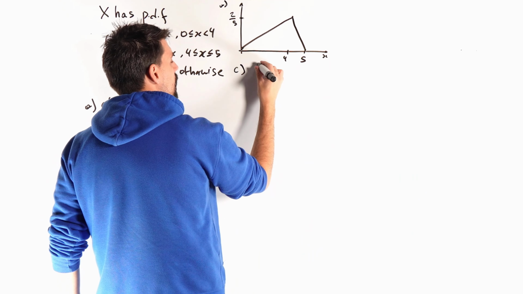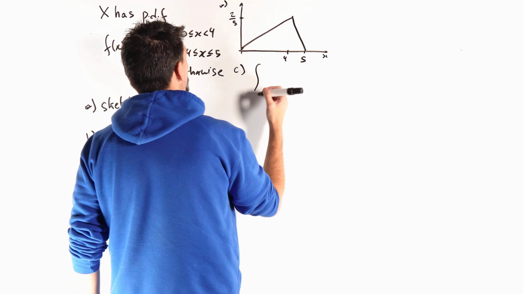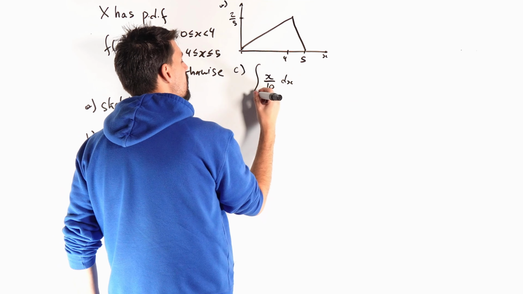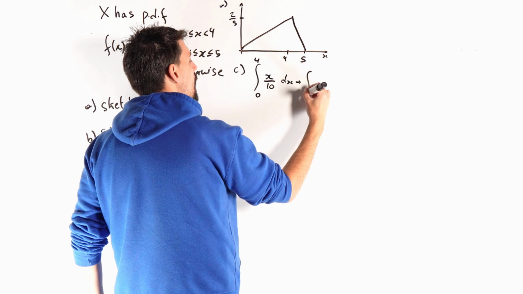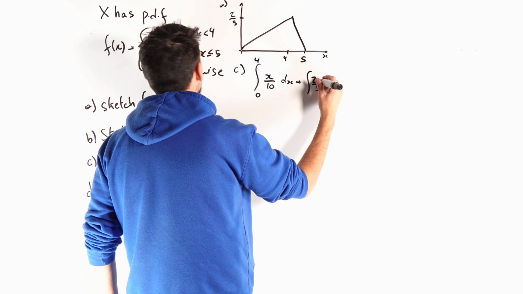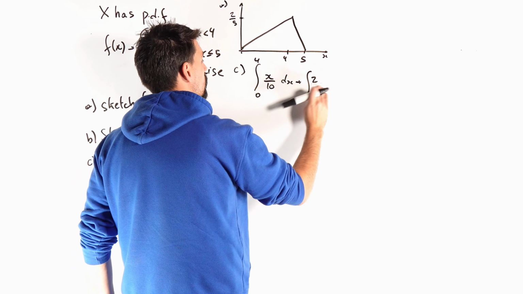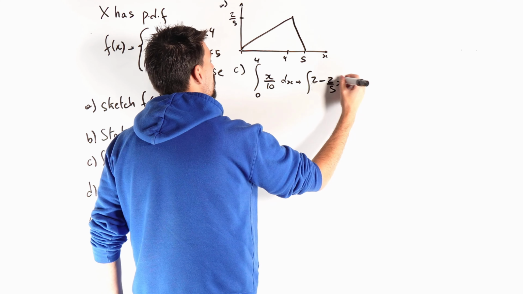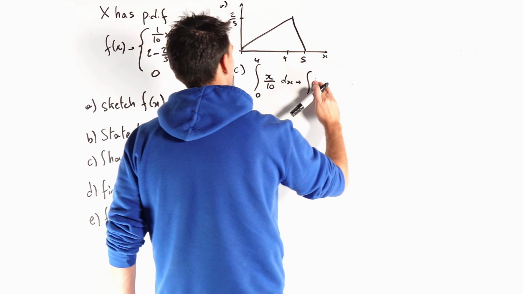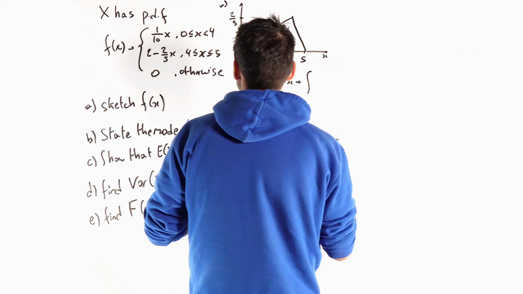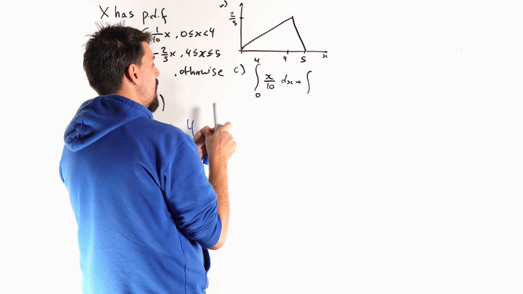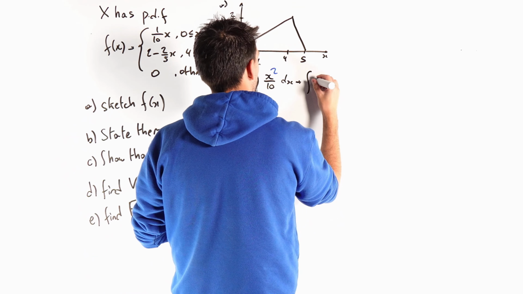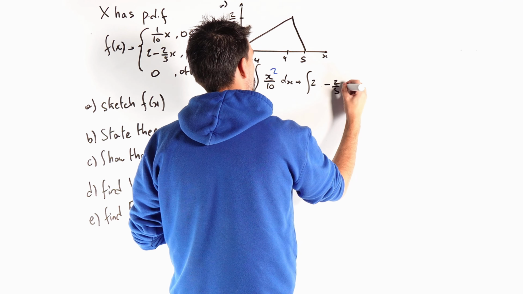We want E of X, so we're going to have to integrate x f of x, which does mean we're going to have to do it separately. So we're going to have to integrate x over 10 dx between 0 and 4, and we're going to have to integrate 2 minus 2/5 of x. So it's f of x times x. That's my f of x, let's times it by x. And then 2 minus 2/5 of x.